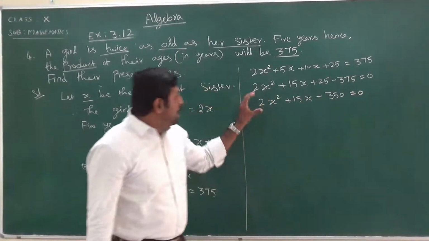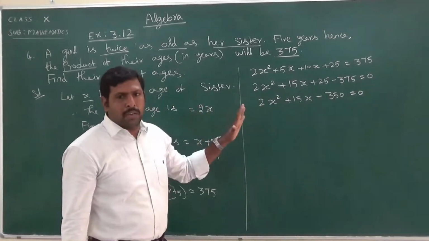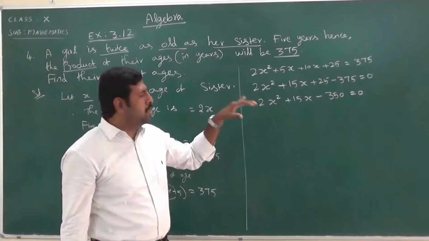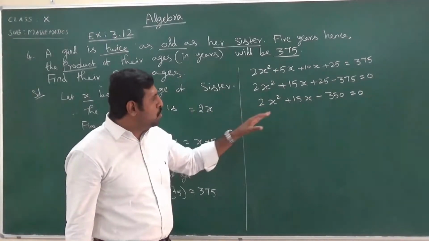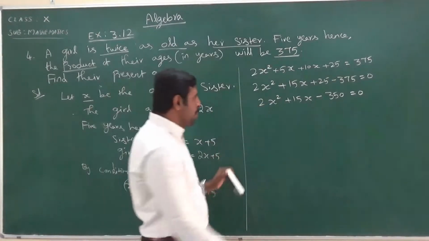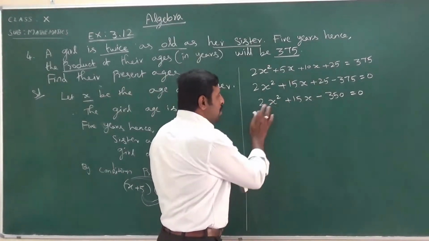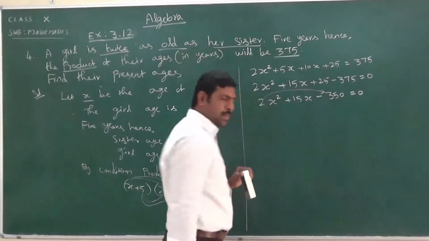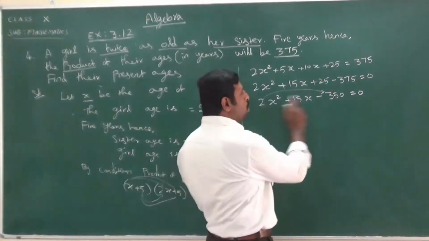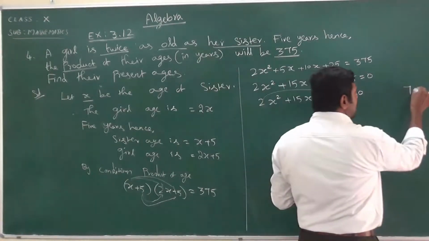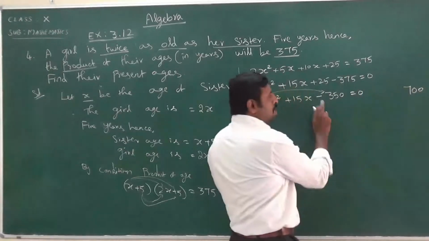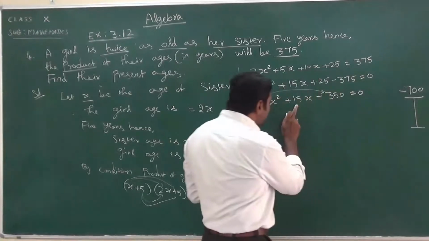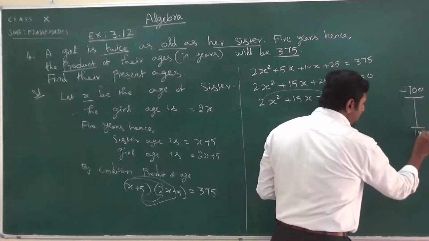Now it is the standard form of a quadratic equation. So we can use any one of the methods to find the factors. Here I am going to use the simple factorization method. The coefficient of x squared is 2. So multiply this coefficient of x squared with the constant term: 2 into 350 is 700, and the symbol is minus, so minus 700. If you factorize, we need the middle number 15.